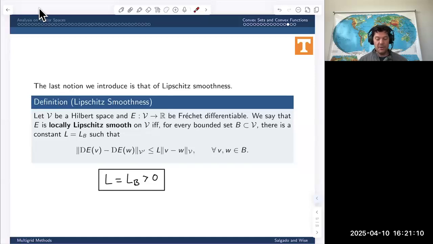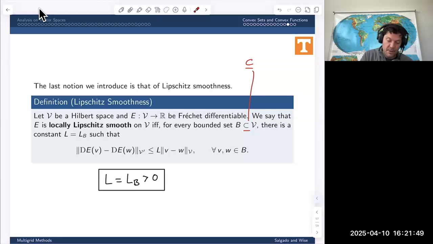Next, we want to introduce this concept of Lipschitz smoothness of a function or functional. Let V be a Hilbert space, and suppose that E is Frechet differentiable from V to R. We say that E is locally Lipschitz smooth on V if and only if for every bounded set B subset of V, and I'm going to change this to V subset equals, because I like to do that, there is a constant.